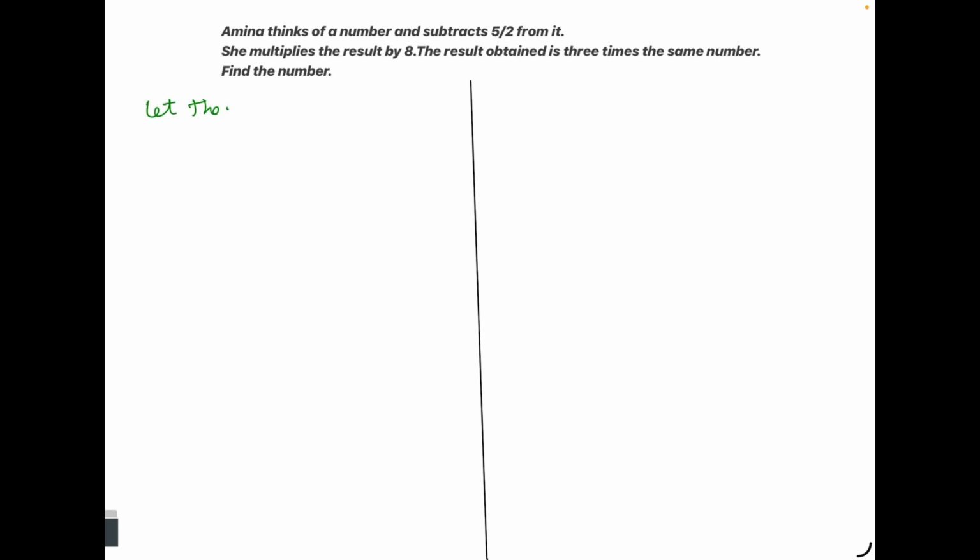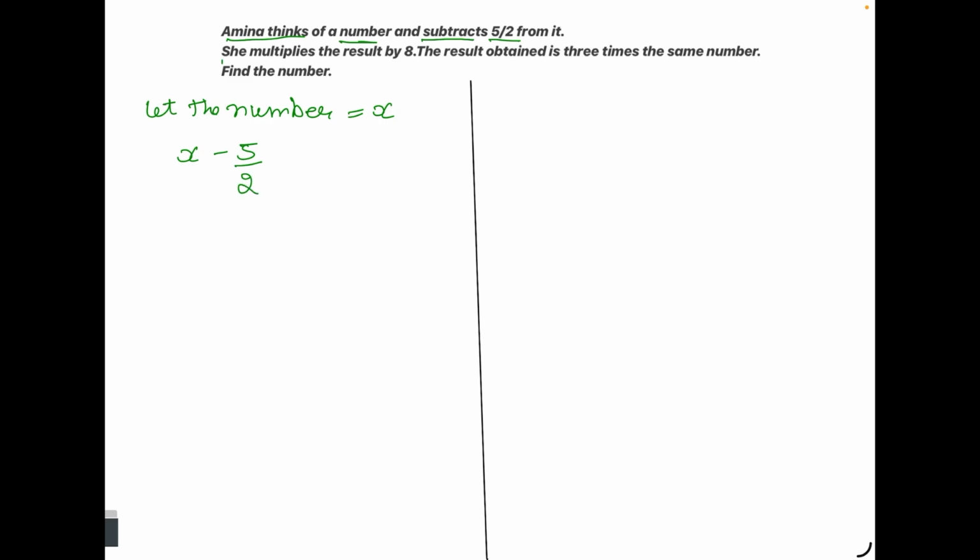Let the number that Amina thinks be x. Now in the question it is given that Amina thinks of a number and then she subtracts 5 over 2. So we will subtract 5 over 2 from x.